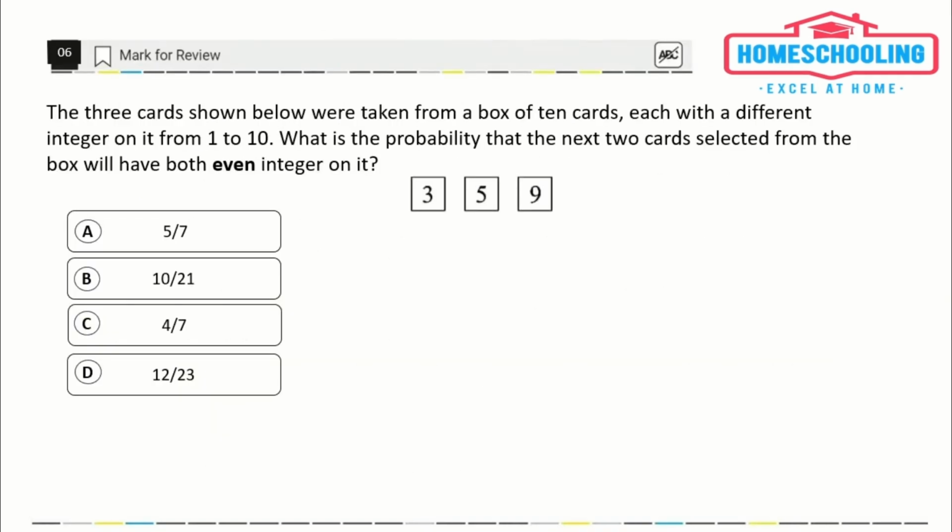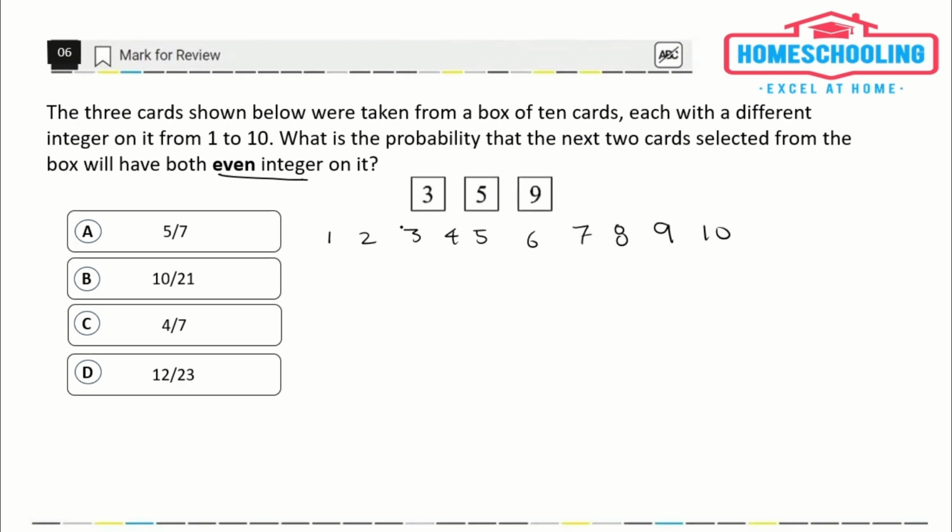Question number 6 says that the 3 cards shown below are taken from a box of 10 cards, each with a different integer on it from 1 to 10. What is the probability that the next two cards selected from the box will both have even integers on it? So let's name all the cards: 1, 2, 3, 4, 5, 6, 7, 8, 9, and 10.